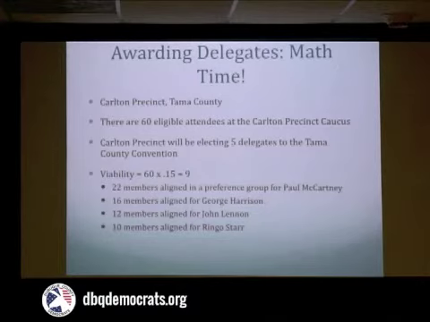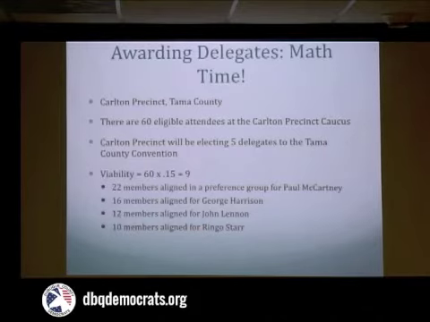So we're going to take Carlton Precinct in Tama County. At this precinct there are 60 eligible caucus attendees, and this specific precinct elects 5 to the county convention. Since it is 4 or more, our viability threshold is 15%. So to be viable, we take 60, multiply it times 0.15, which gives us 9. So to get a delegate to the county convention, you have to have 9 people.